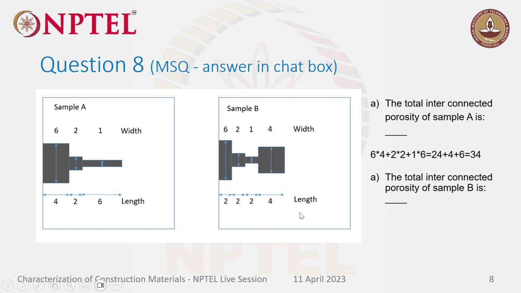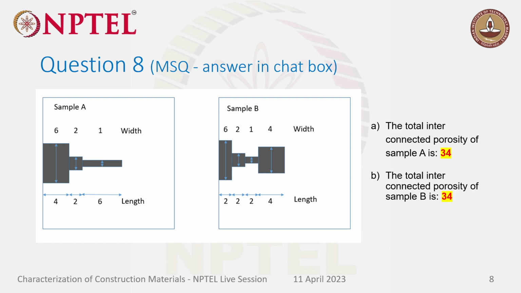we'll start. So similarly, if you multiply 6 by 2, it will be 12. 12 plus 4 is 16. 16 plus 2 is 18. 18 plus 4 fours is 16. It will be 34 again. So the answer is 34 for both the cases.